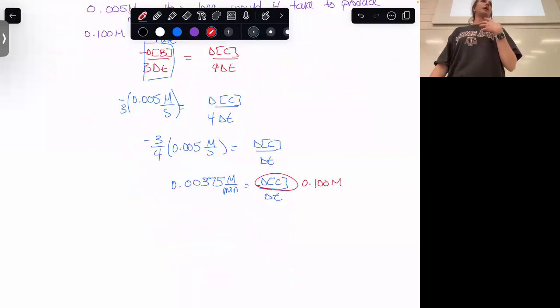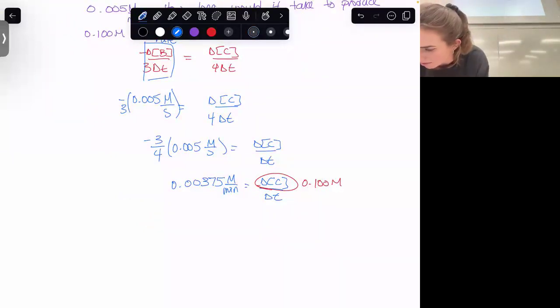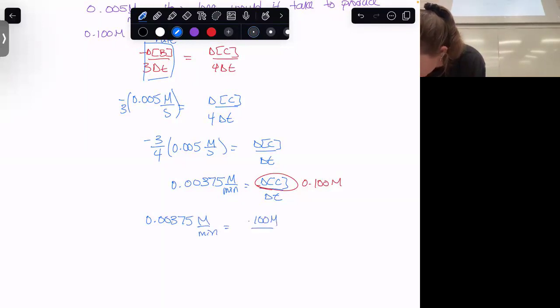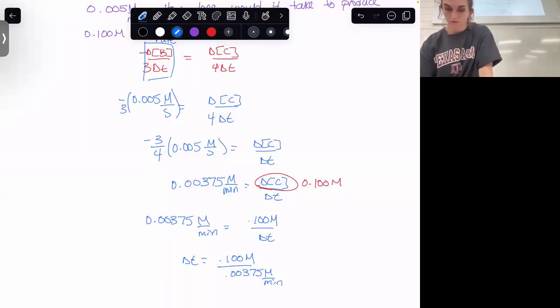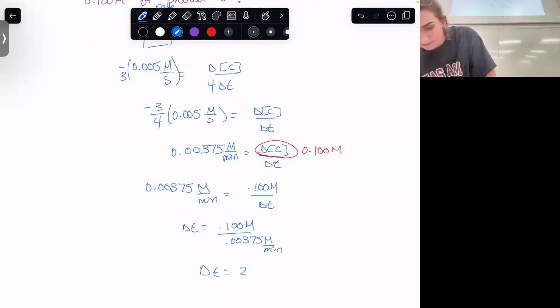Now this looks very similar to a regular molarity question. You're just looking for delta T, and now you can solve for delta T. So you can rearrange, and I'm going to put delta T equal to about 26.7. Does that make sense, how we used our rates in order to find how long something took?